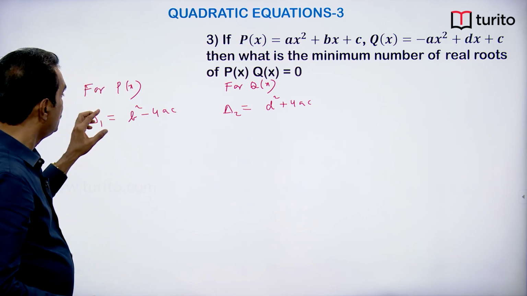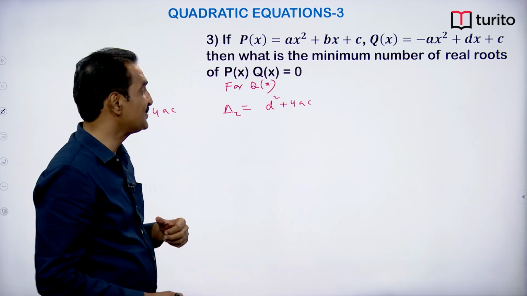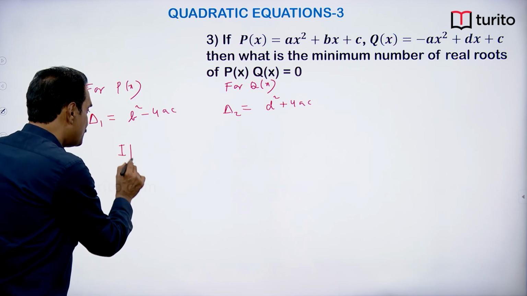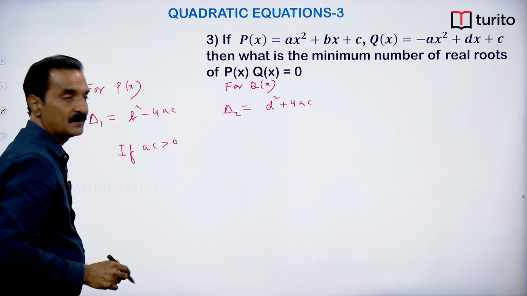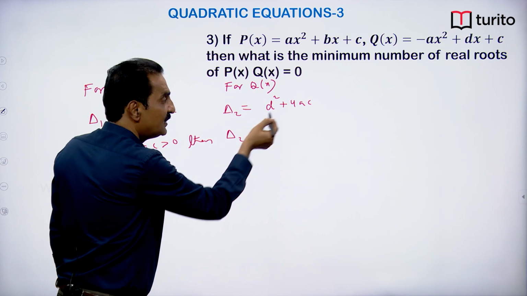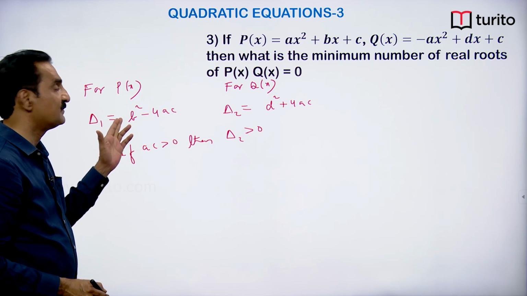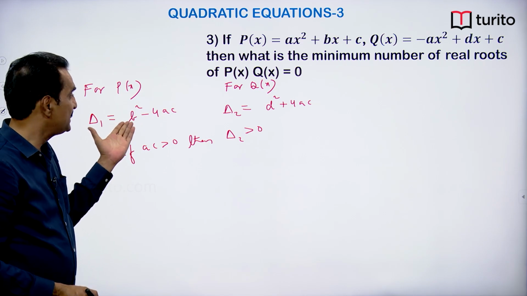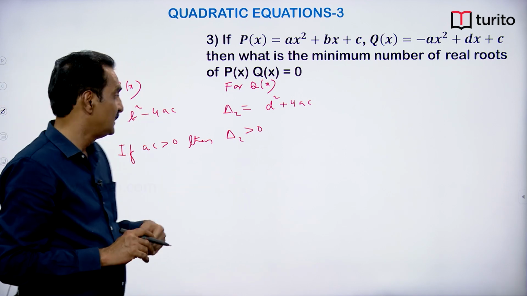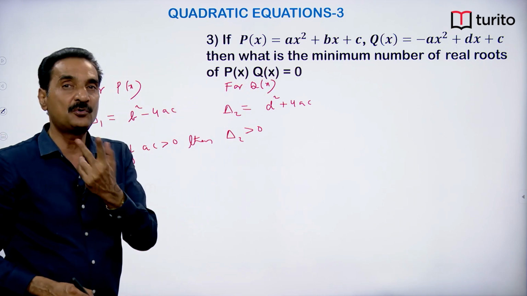Now, suppose ac is positive. If ac is positive, d square is always positive, b square is always positive. If ac is positive, then delta 2 is positive. We can't tell anything about delta 1 because b square minus 4ac, 4ac is positive, b square is positive, the difference we cannot tell. But delta 2 is positive means q of x is equal to 0 will have two real roots.